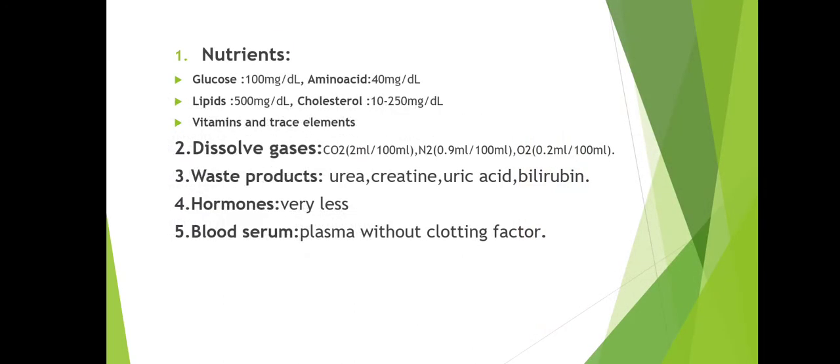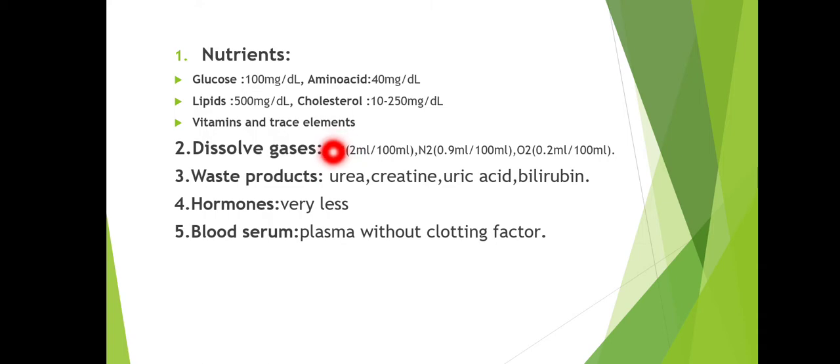Now coming to the other nutrients present in the plasma, which include glucose. This is a compound which provides energy to the cells and organs. The concentration is 100 milligrams per deciliter. Amino acids are present at 40 milligrams per deciliter, lipids 500 milligrams per deciliter, and cholesterol 150 to 250 milligrams per deciliter.